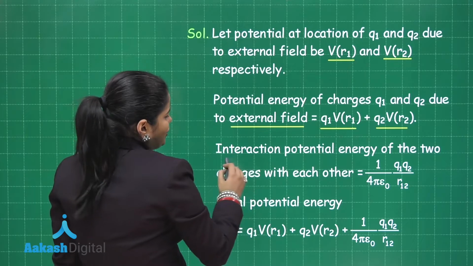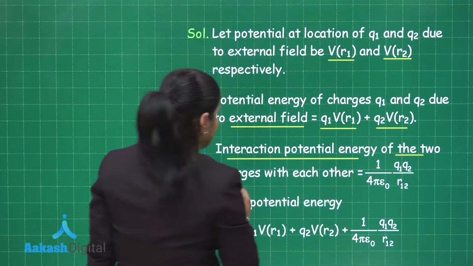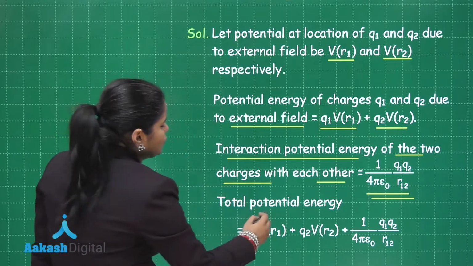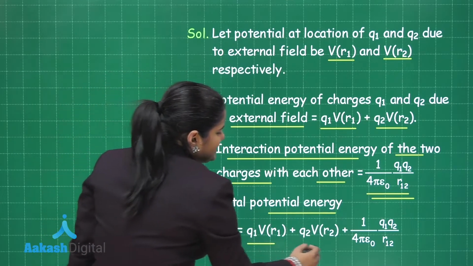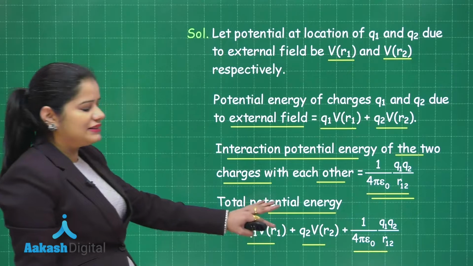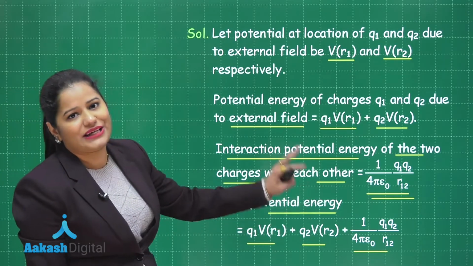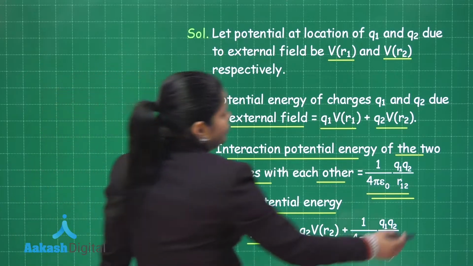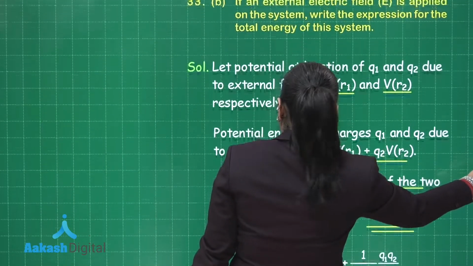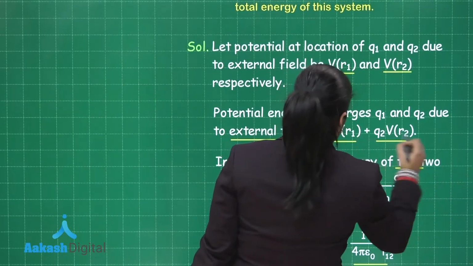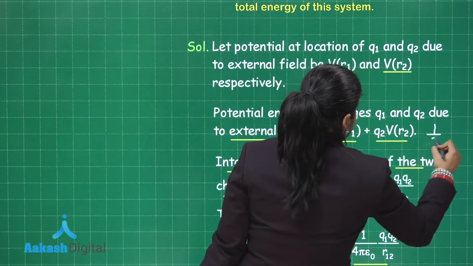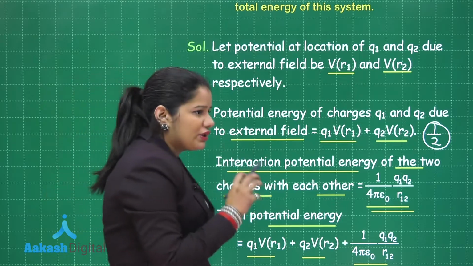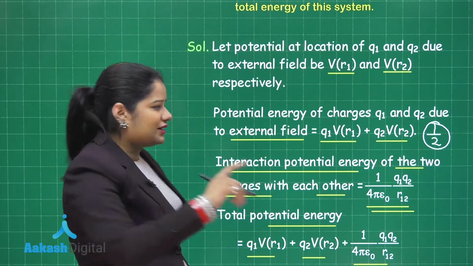So the interaction potential energy of the 2 charges that we have already calculated in the previous part is this. So the total potential energy will be the sum of these 3, and hence this is how you will write down the expression of the total potential energy. अब ये part जो है वो 1 mark के लिए है. आपको half mark मिलेगा when you will write down till here that what is going to be the total potential energy due to the external field.